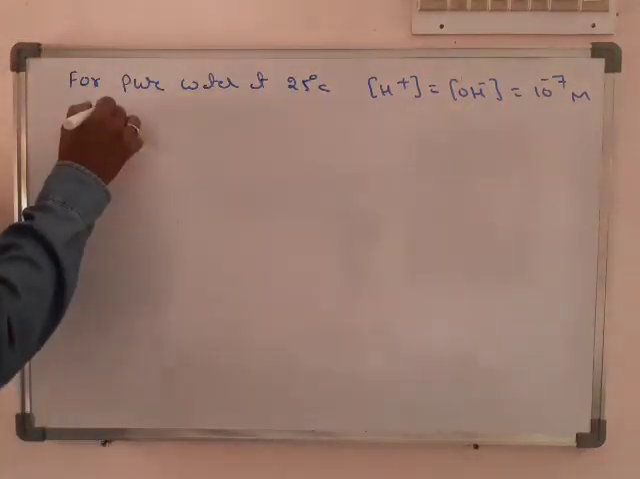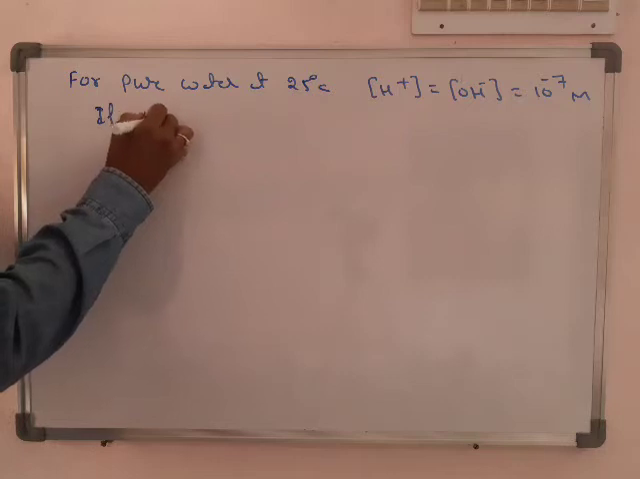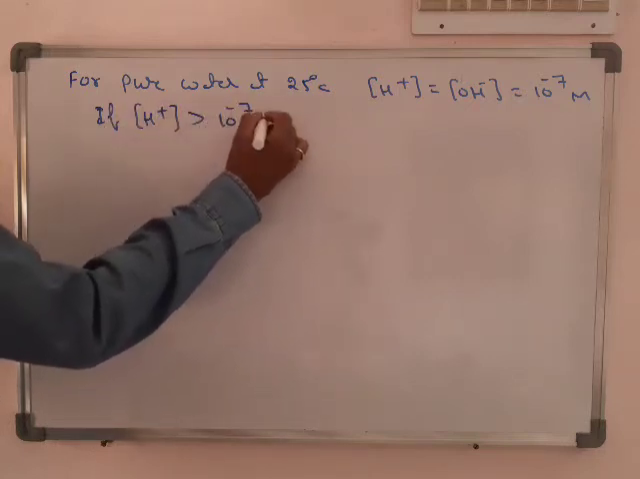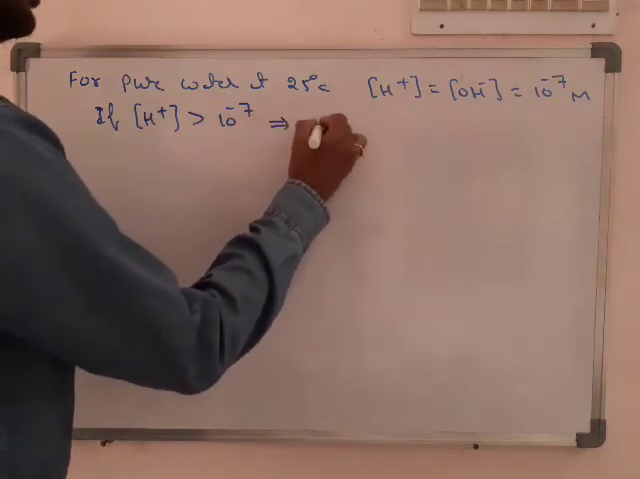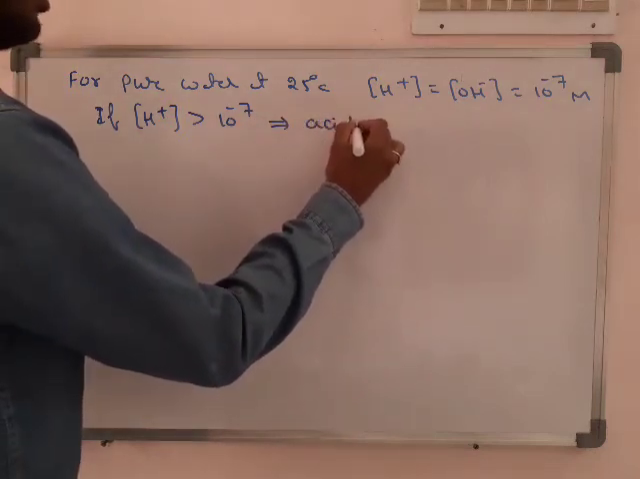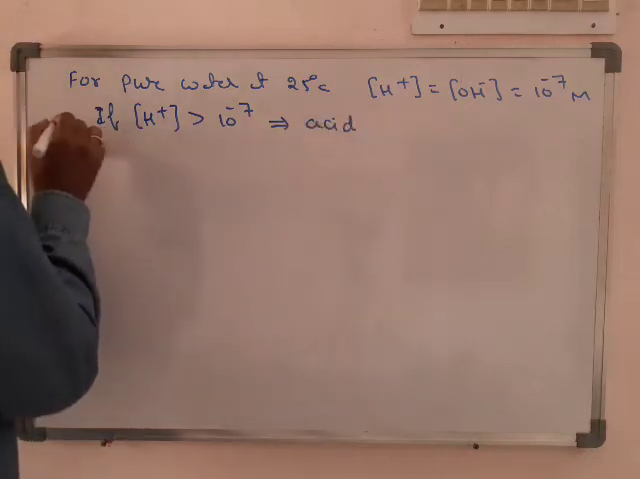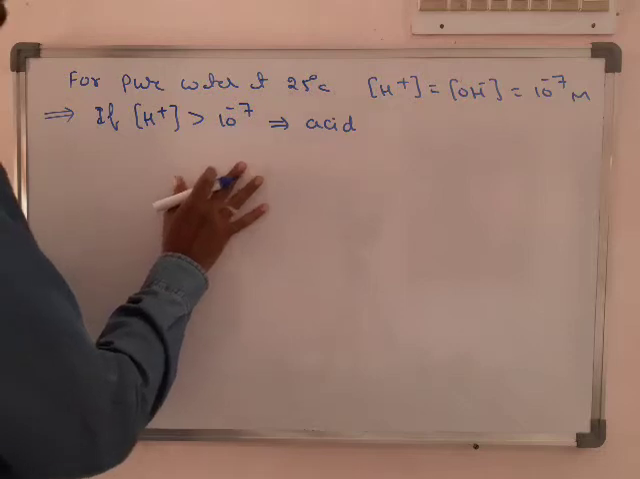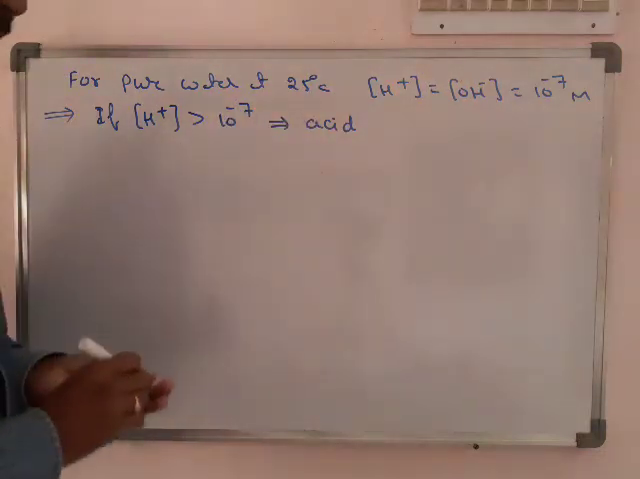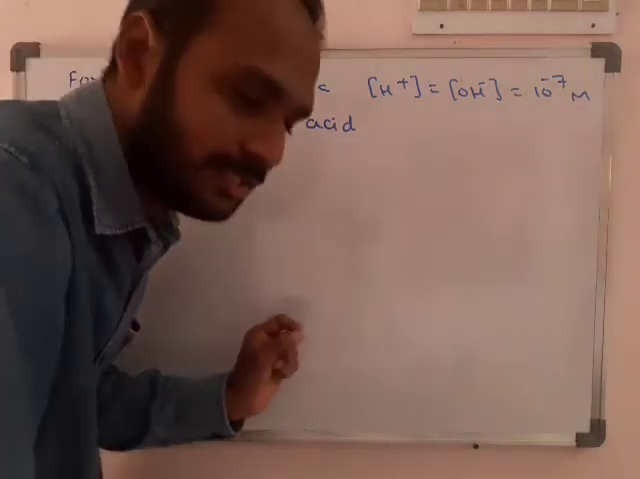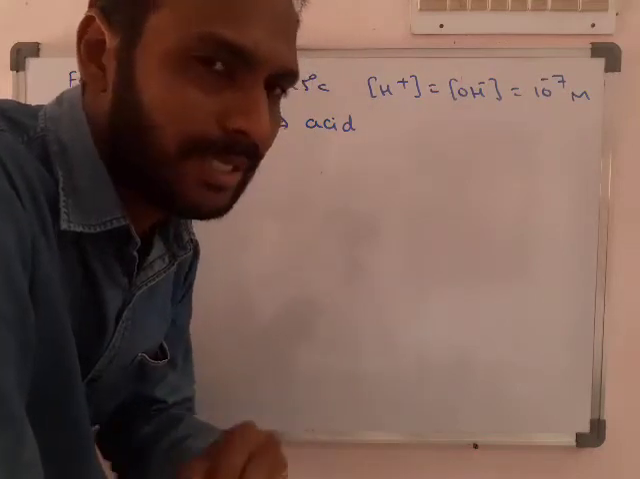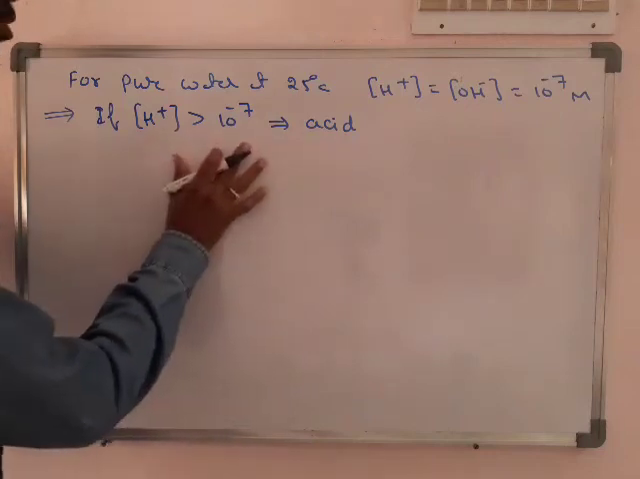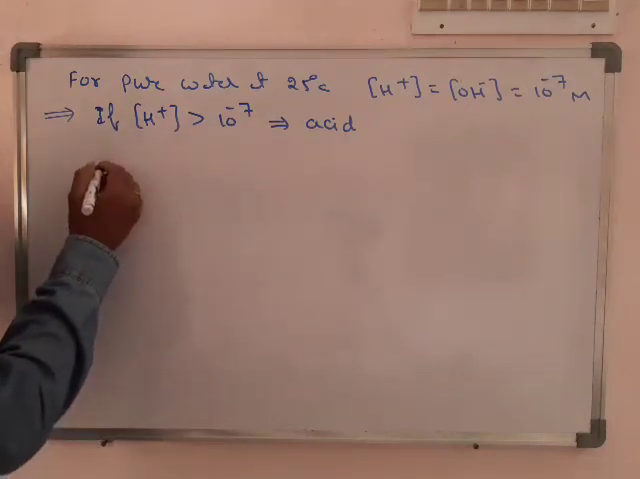And we know that if H+ is greater than 10 to the power of minus 7, it indicates an acid. So we are writing the first case. If the H+ concentration is greater than 10 to the power minus 7, we say it is an acid. Now we apply this for pH in the pH scale. Greater than 10 to the power minus 7 means what are the possibilities?